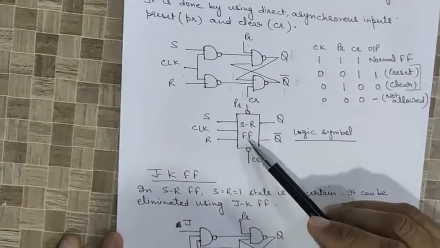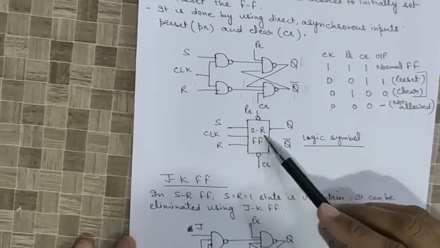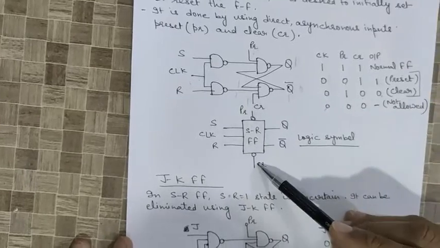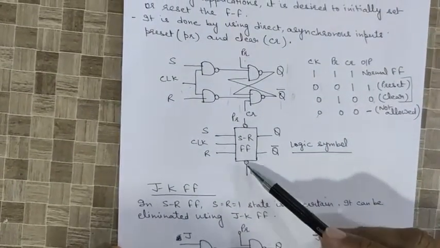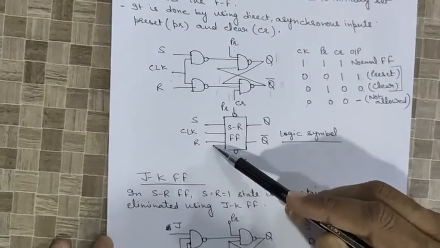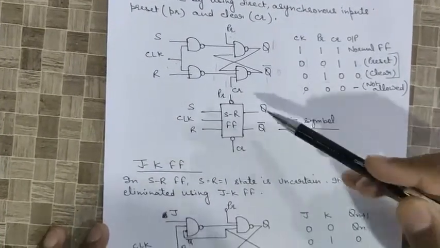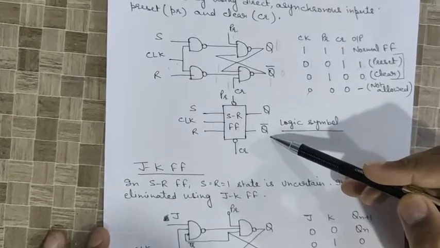The logic symbol for SR flip-flop is shown here. Preset and clear are the inputs with active low symbols, with a bubble shown here. Then we have the inputs S and R and clock, and the outputs are Q and Q bar.